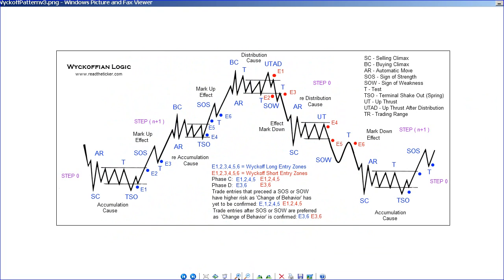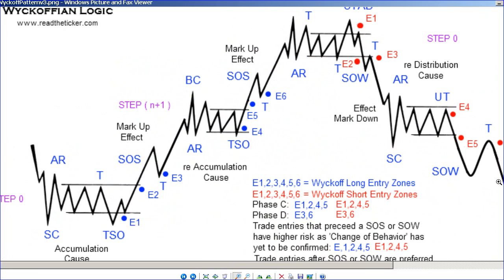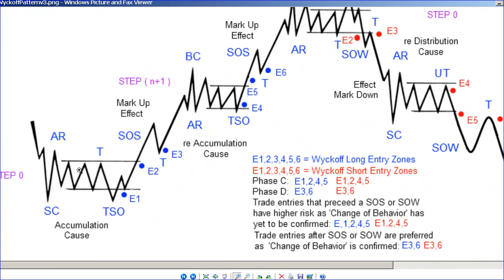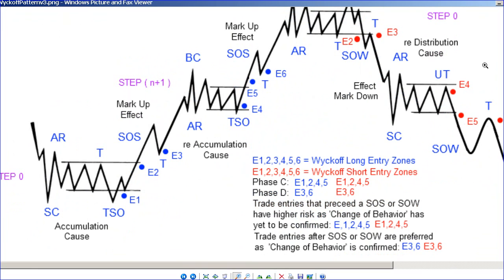This is a high-level summary of the Wyckoff trading world. I'll just bring it in close. Here we have an accumulation pattern. Here we have a reaccumulation pattern. Up the top we have a distribution pattern. After an accumulation pattern, the most desired entry is E3, which is basically a phase D execution of Wyckoff logic.